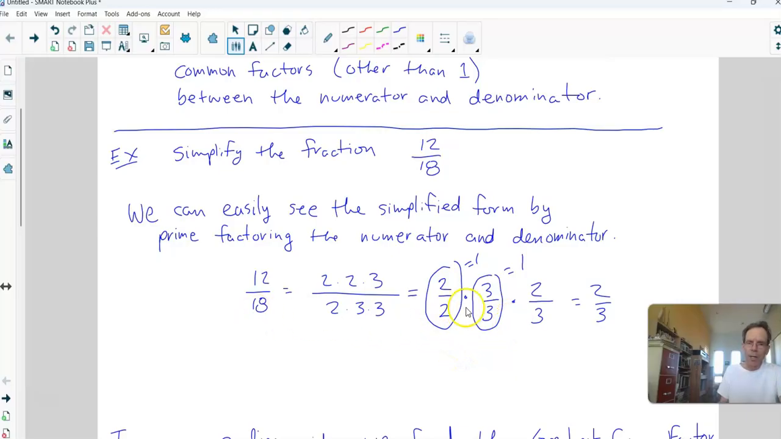This may not be the quickest way to do it, but I wanted you to see that the basic underlying principle here is that these common factors between the top and the bottom create ones.